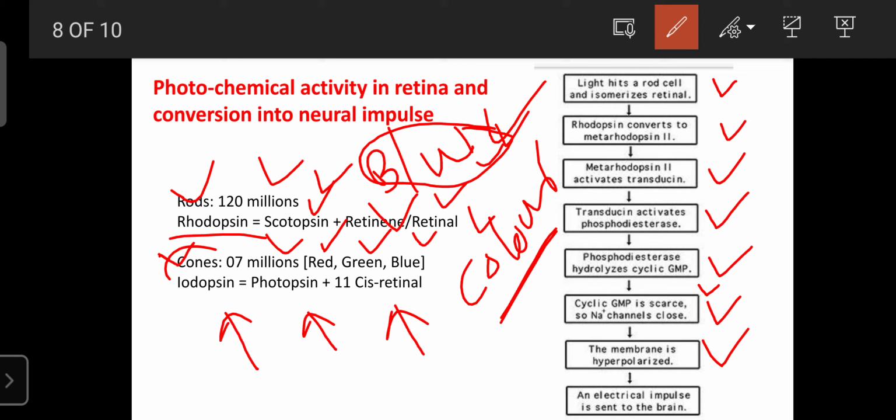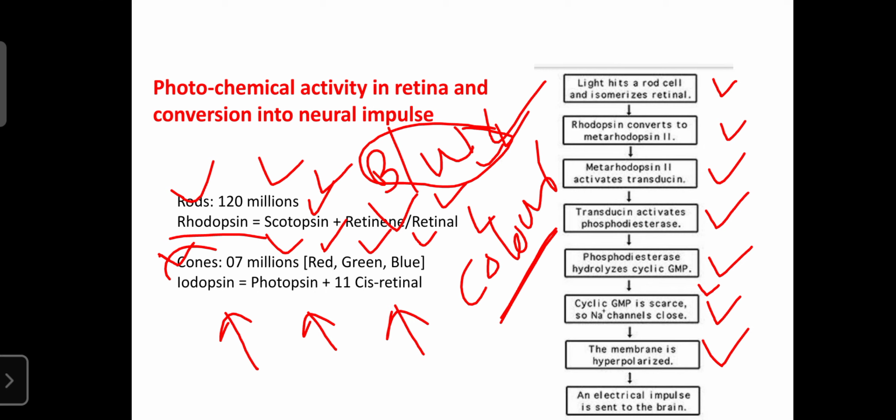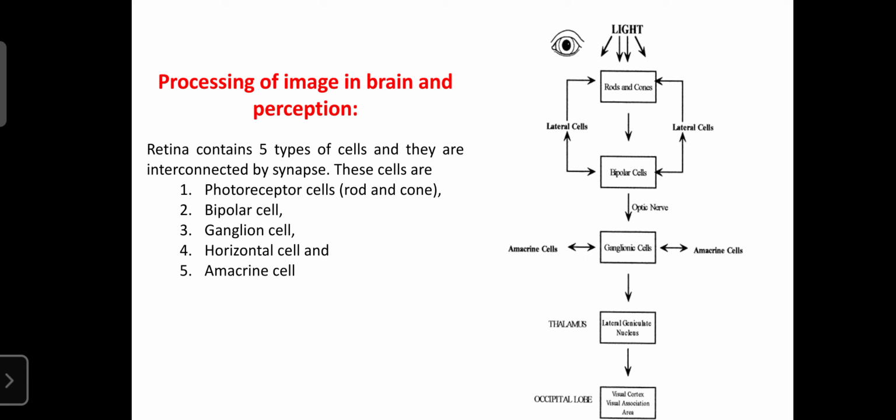So like that, rhodopsin is involved in converting the image into impulses, and those impulses are carried towards the brain, and only then is vision possible. Okay, so next one, regarding the processing of the image in the brain and perception.